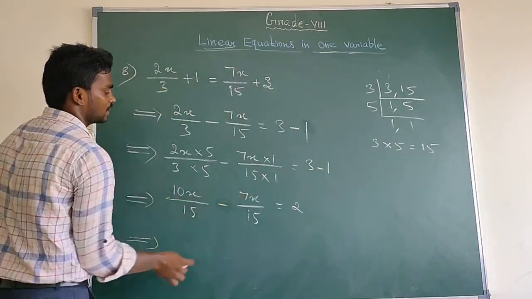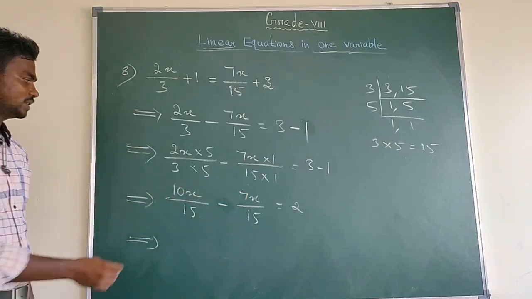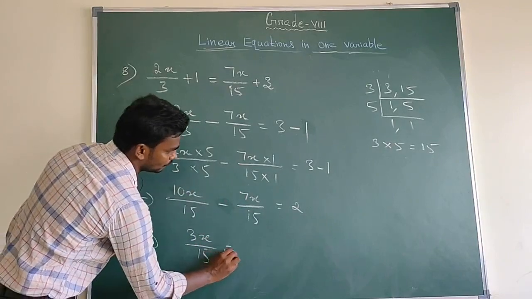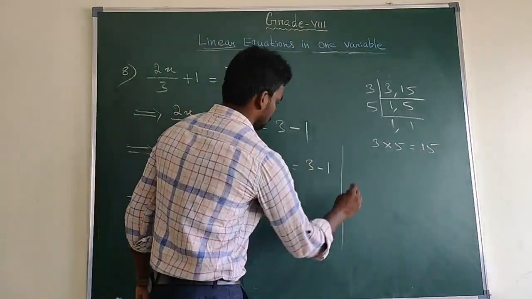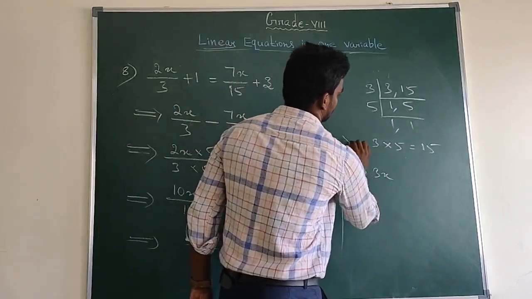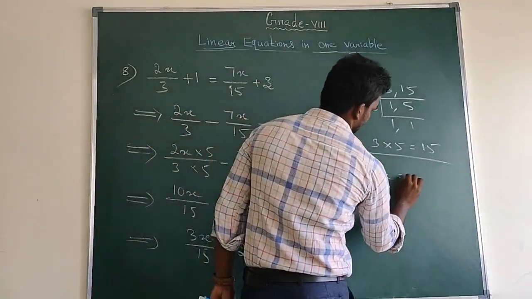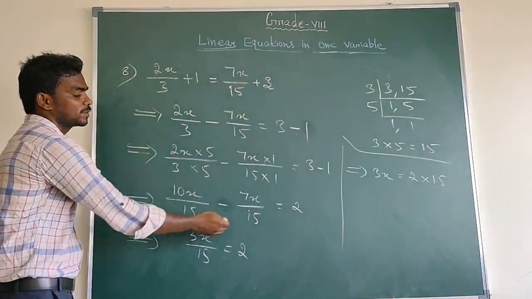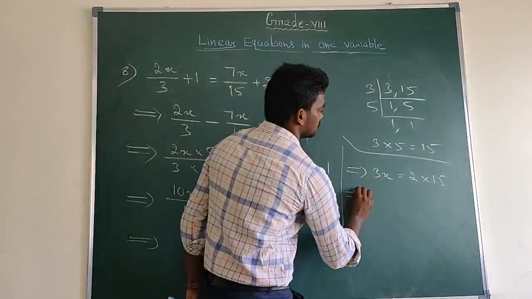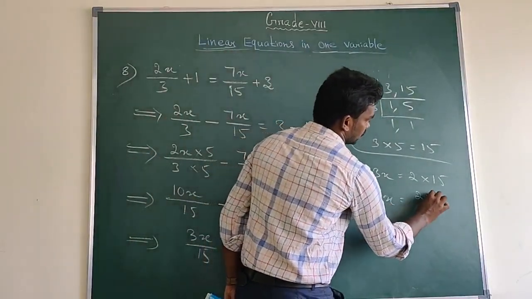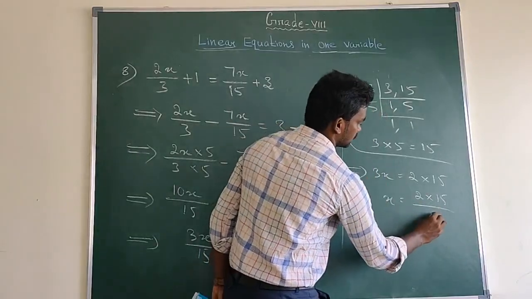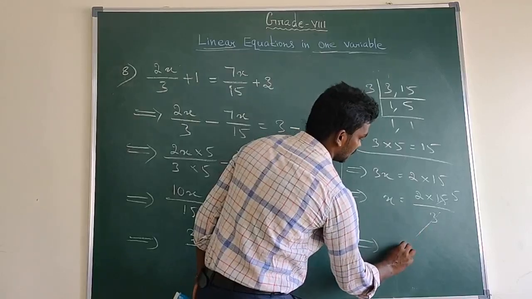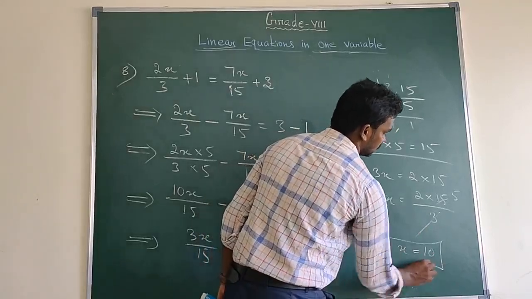So what is 10 minus 7? Here the denominator has the same value 15, so 10x minus 7x is 3x. So 3x divided by 15 is equal to 2. This implies 3x equals 2 into 15, because 15 is the division value on the left side and is transposed to multiplication. So x is equal to 2 into 15 divided by 3, with the 3 transposed to division. 1 3s are 3, 5 3s are 15. So what is the value of 2 into 5? x is equal to 10.